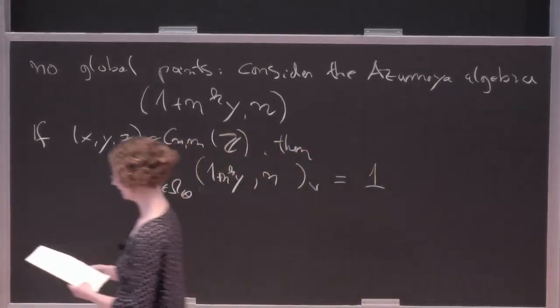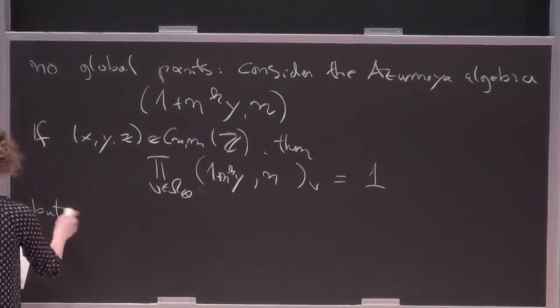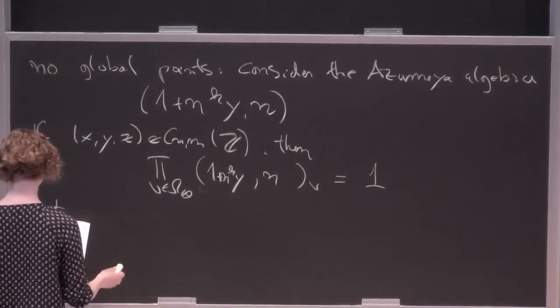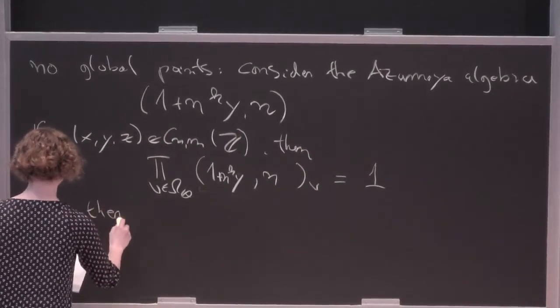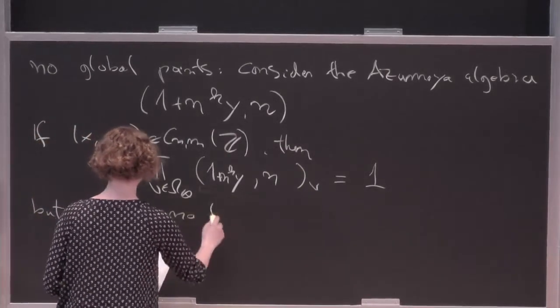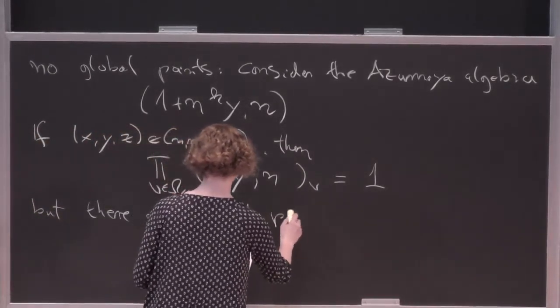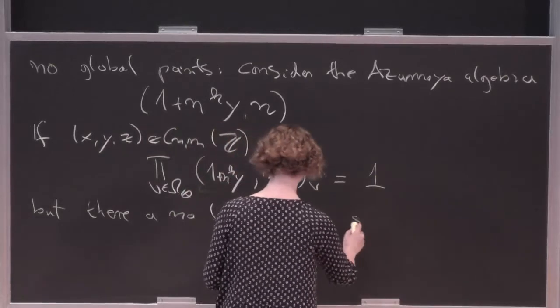So what you find is that if you had an integer solution, it would have to satisfy this relation. But you find that there are no local points satisfying this relation.